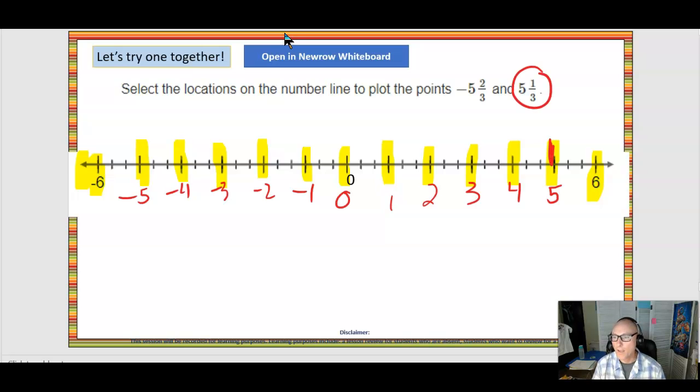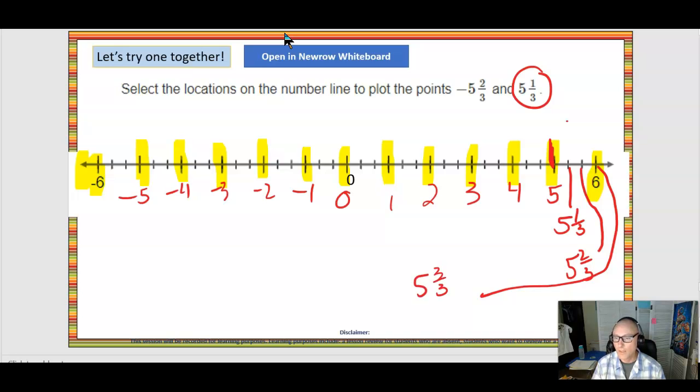Well, here's 5, and here's 5 and 1/3. This would, just in case you're wondering, this would be 5 and 2/3. This could be 5 and 3/3, which is the same thing as 6. 5 plus 3/3, which is really a fancy way of writing 1, special kind of 1, equals 6. Okay, next.